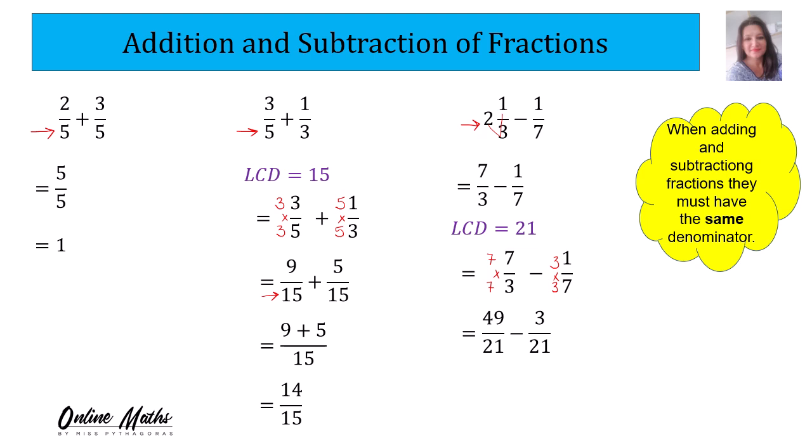So the denominators are the same, therefore we can say 49 minus 3 over 21, which is 46 over 21. But that number is now an improper fraction, and we can make it a mixed number by saying 21 goes into 46 twice, and you're left with 4 over 21.